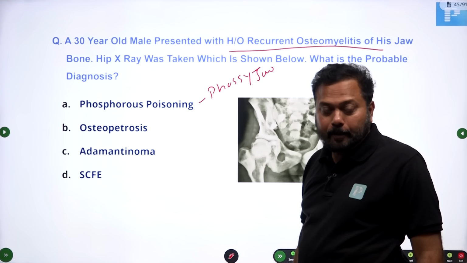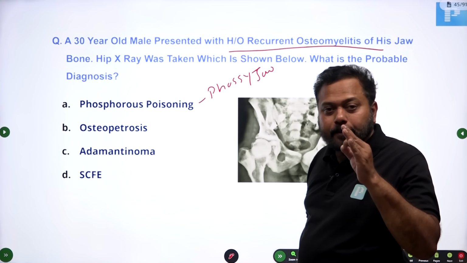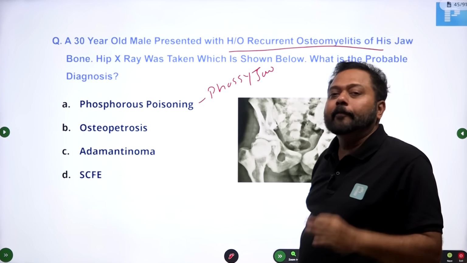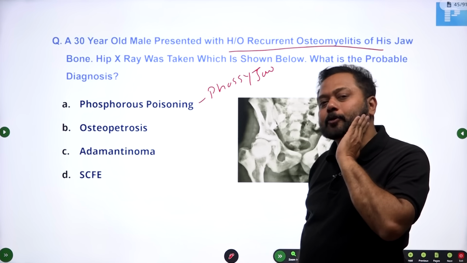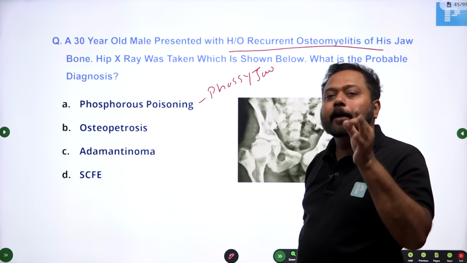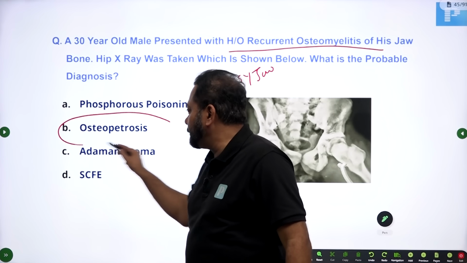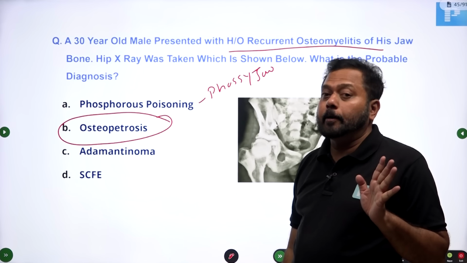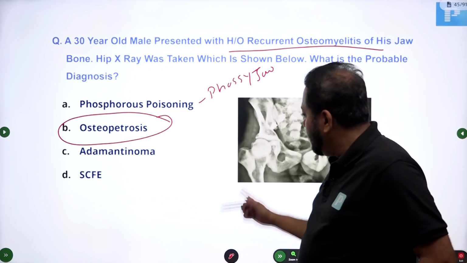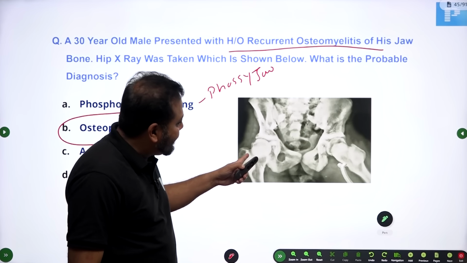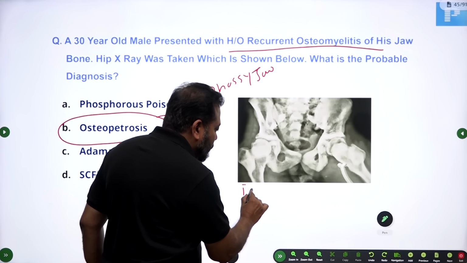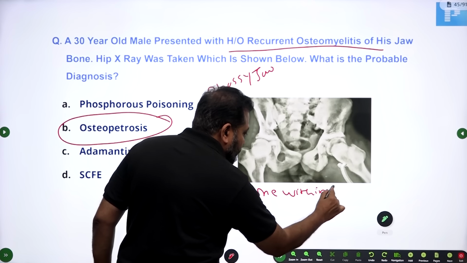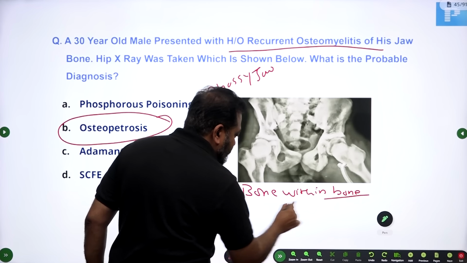Okay, phossy jaw. That is an acute picture similar to acute osteomyelitis of the jawbone. It is not recurrent. Whenever somebody presents with recurrent osteomyelitis of the jawbone, the diagnosis is osteopetrosis. Adamantinoma can happen in the jaw, but that's a totally different condition. And the X-ray I had shown very classically gives what is called bone within bone appearance. The diagnosis is confirmed.